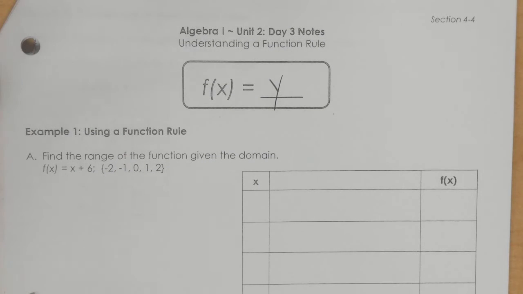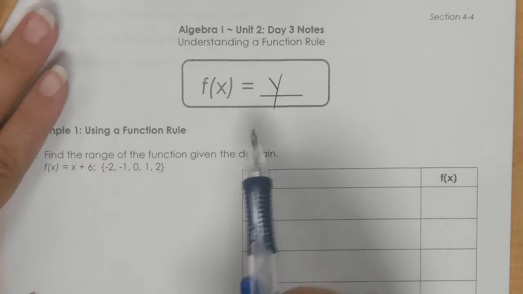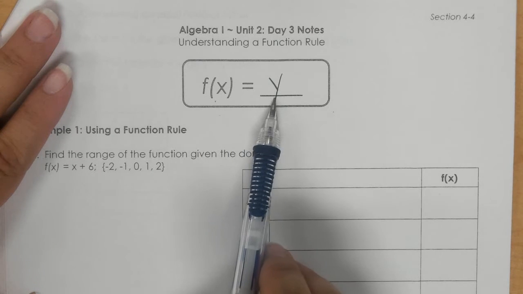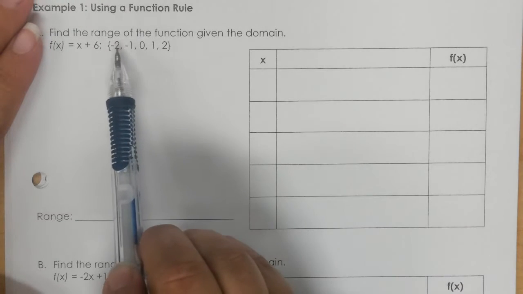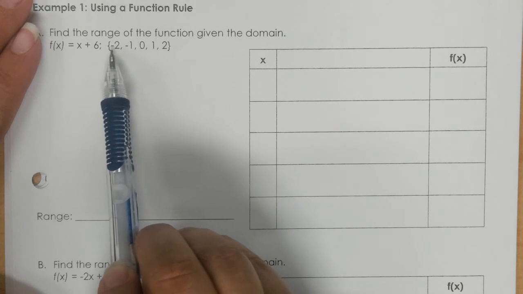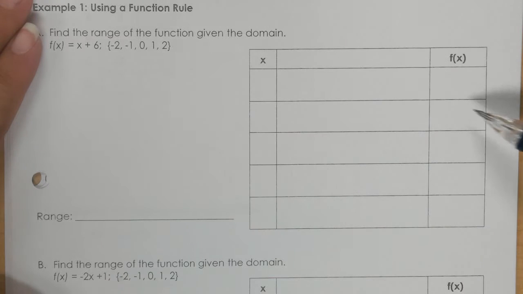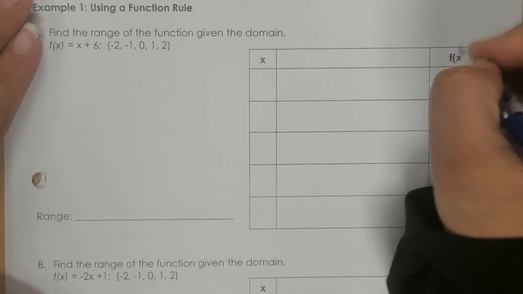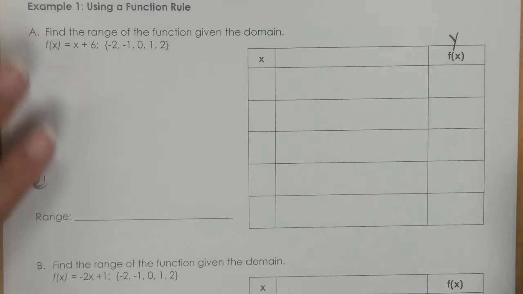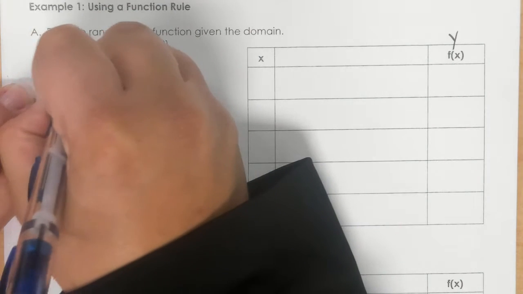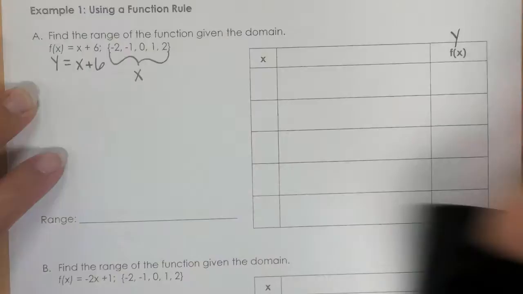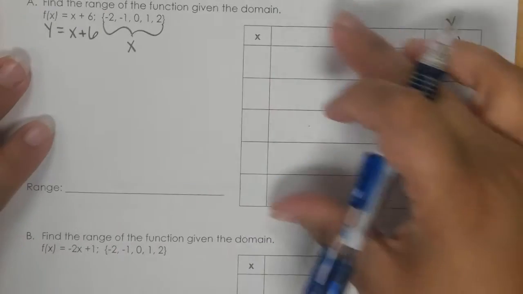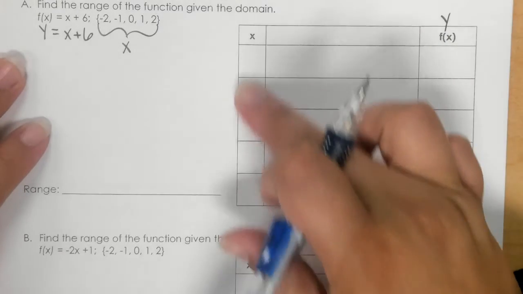For day 3 notes, we have something called understanding the function rule. Just a quick reminder, if you see f of x, you should know that's a y. And then if I give you the domain, so this is your domain, x's, can you find the y's, the range? Okay, so I'm going to find the y. And these numbers here are your x's. So those go into the x column chart.